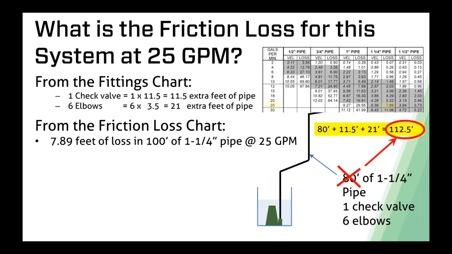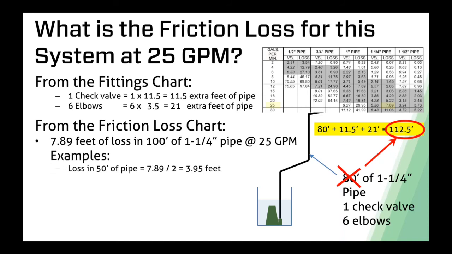So then from the friction loss chart, we want to know what the friction loss is at 25 gallons per minute. So we find 25 there on the left-hand side. We find our 1.25 inch pipe, and in the loss column, we come down. So we find from the chart that the value is 7.89 feet of loss for every 100 feet of pipe that we push 25 gallons a minute through.